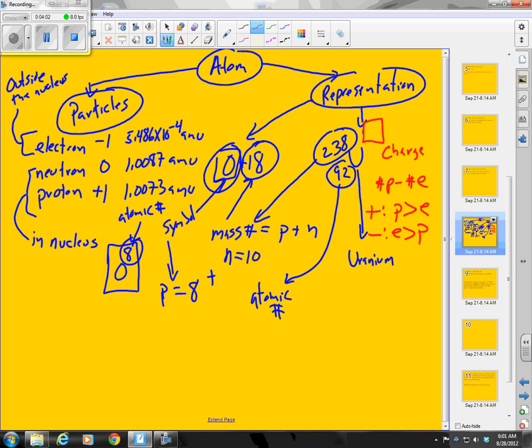Good. And so that's kind of where we started, to give us an overview of the atom and the constituent parts of the atom and how we can interpret some symbols. Now let's move on.